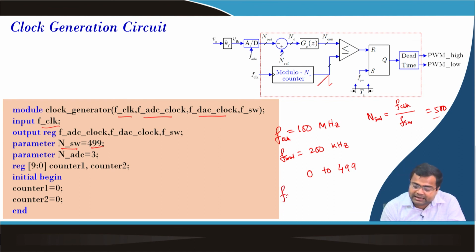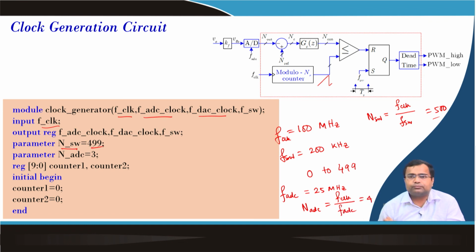Similarly, I want the ADC clock to be, let us say, 25 megahertz. Then what will be N ADC? It will be F clock divided by F ADC, and that is 4. And I set 3 because it will vary from 0 to 3.